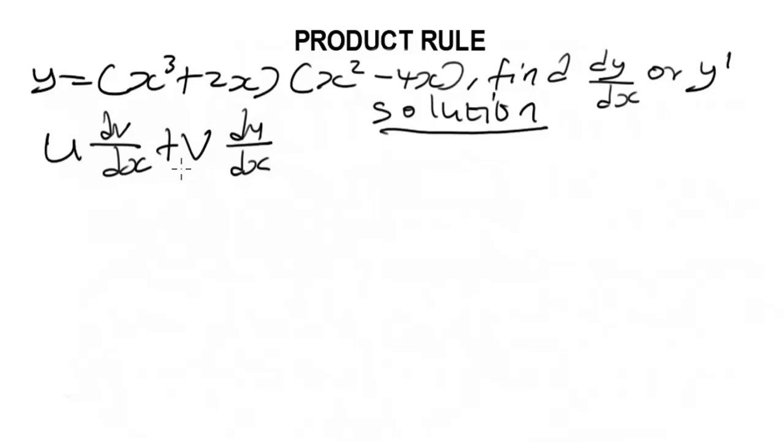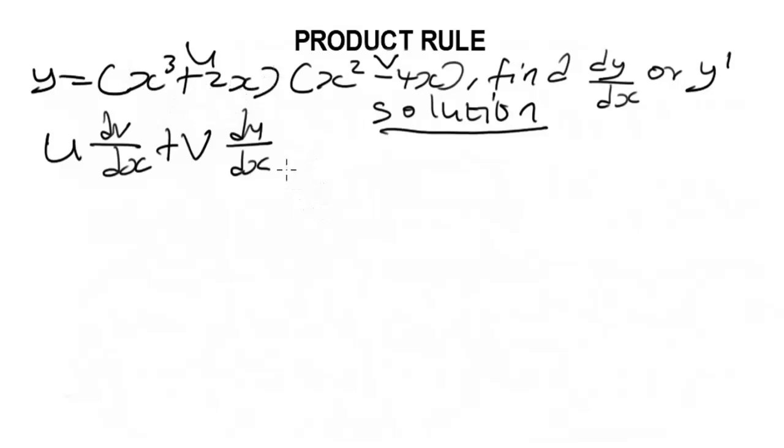Now, the first thing you have to do is to label each of these brackets. So you can label this first bracket here to be your u, then label this second one to be your v. So guys, having done this, u dv over dx, what it means is that you should leave the values for u and differentiate the values for v, then plus, this time around you leave the values for v and then differentiate the values for u.